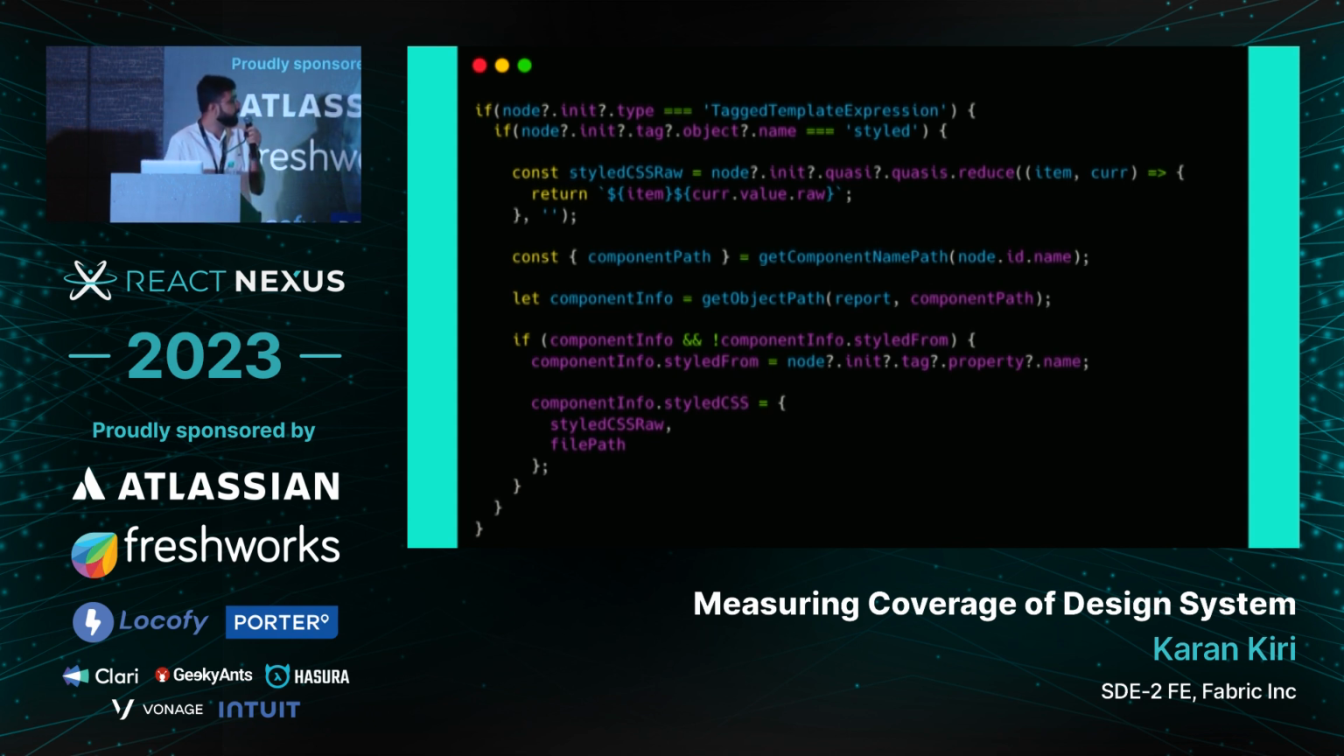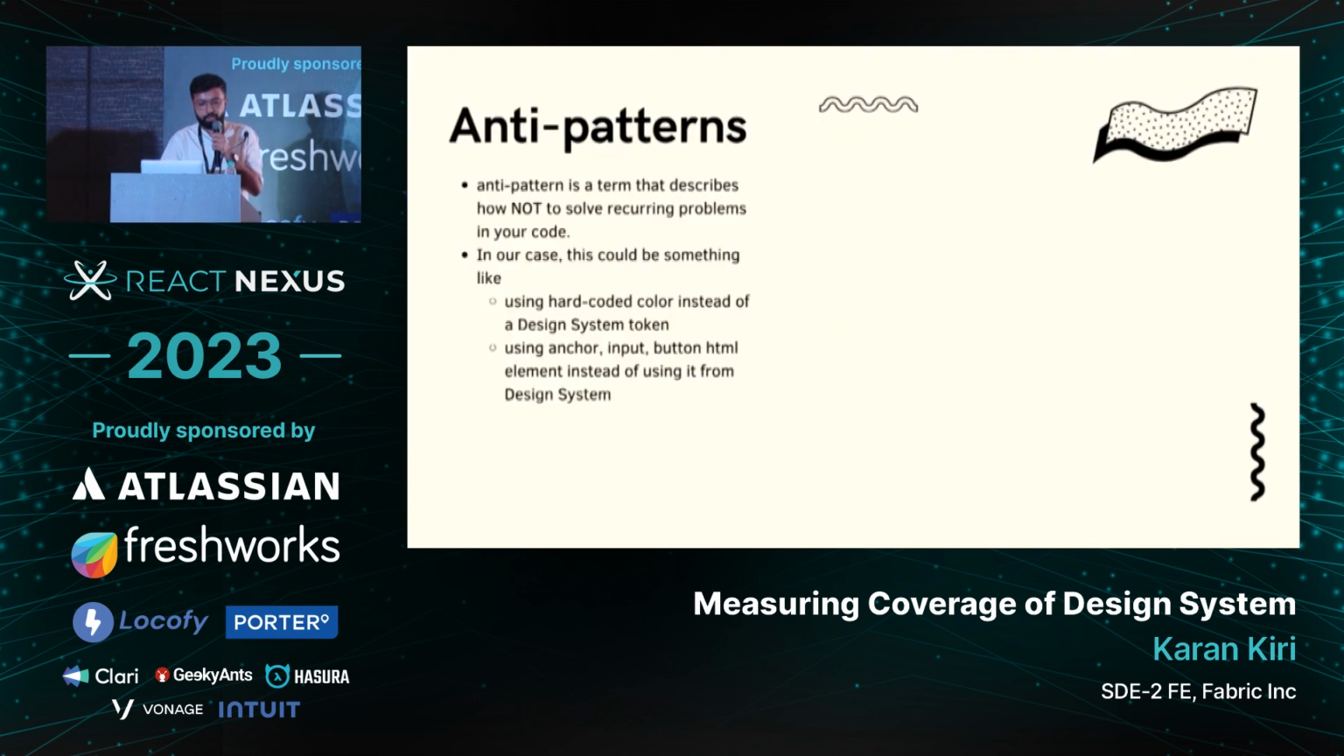If you see here in the last statement, styled CSS, we are gathering two pieces of information: the styled CSS raw and the file path. And also what you are styling from, like, are you styling a button, or are you styling an existing design system component as well? Using all this raw information, we were able to identify some of the anti-patterns followed by product teams. Anti-patterns basically means things that you shouldn't be doing.